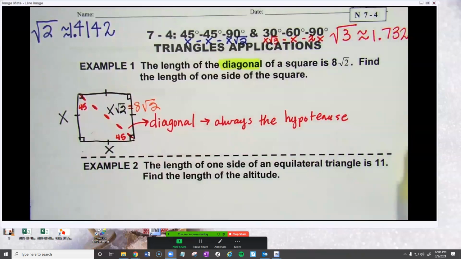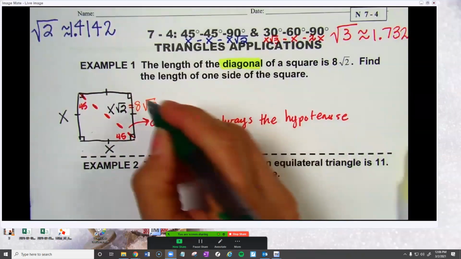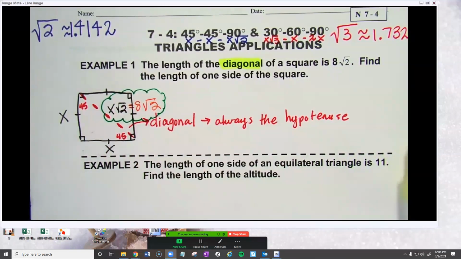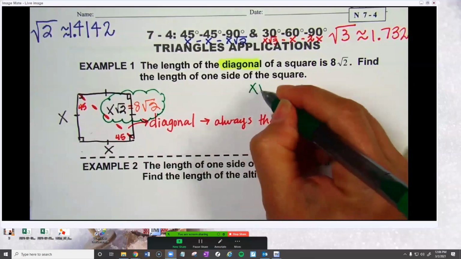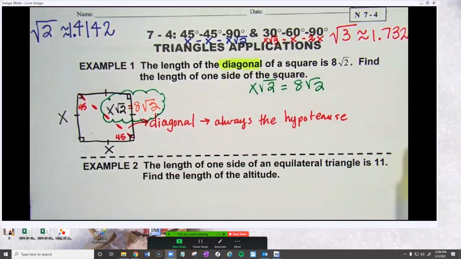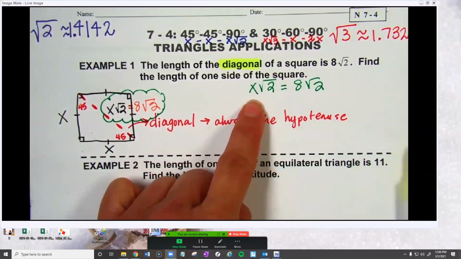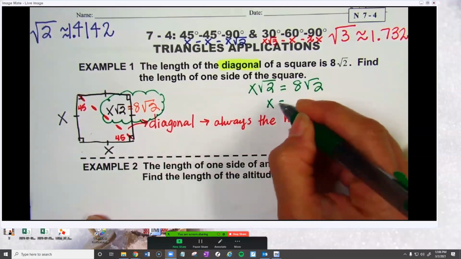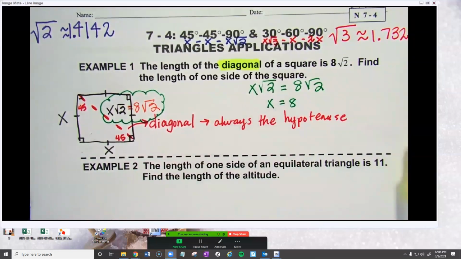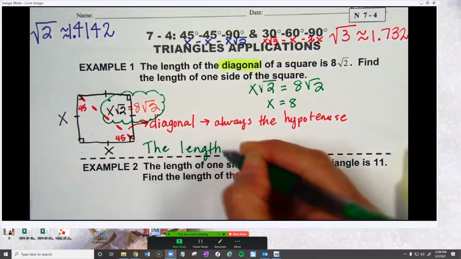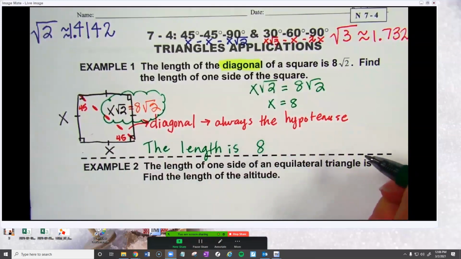Yeah. So remember, if you don't know where to start, find your equation. We've got our equation right there. So x root 2 equals 8 root 2. So x is in front of the root 2. What's in front of the root 2? 8. You guys are right. So x equals 8. So what is the length of the sides of the square? Y'all, they're just 8 units. So let's write the length is 8 units.